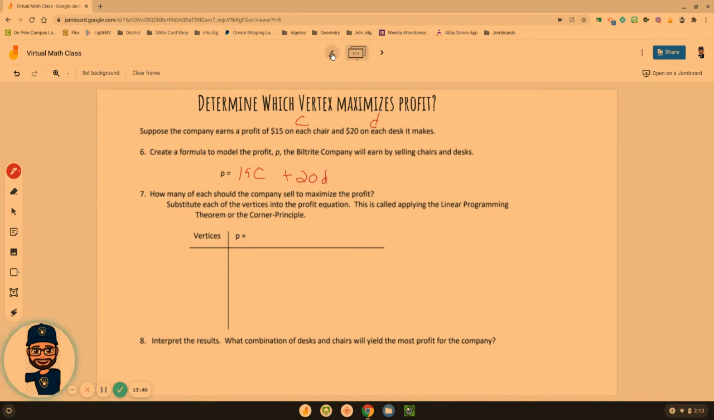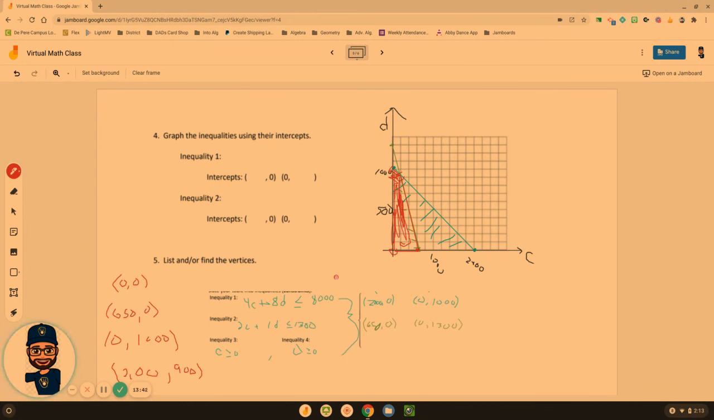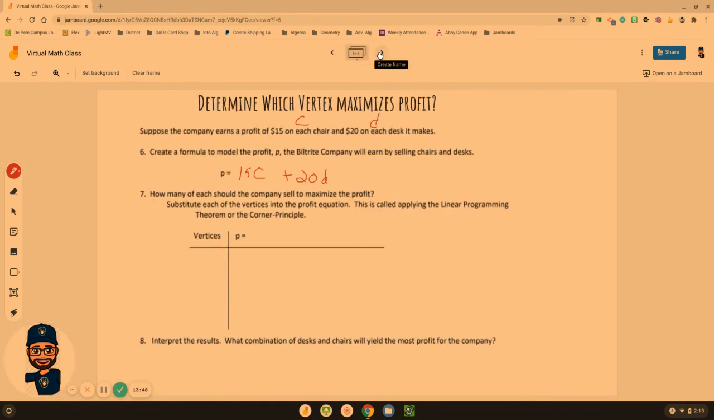Everything that we did up to this point was what we did in the first part of our chapter. Now we're getting into the linear programming part, trying to use the vertices to maximize the profit. We're trying to see which one of those vertices will give us the greatest profit possible. Clearly 0, 0. If I make 0 of each, I'm not going to get any money.